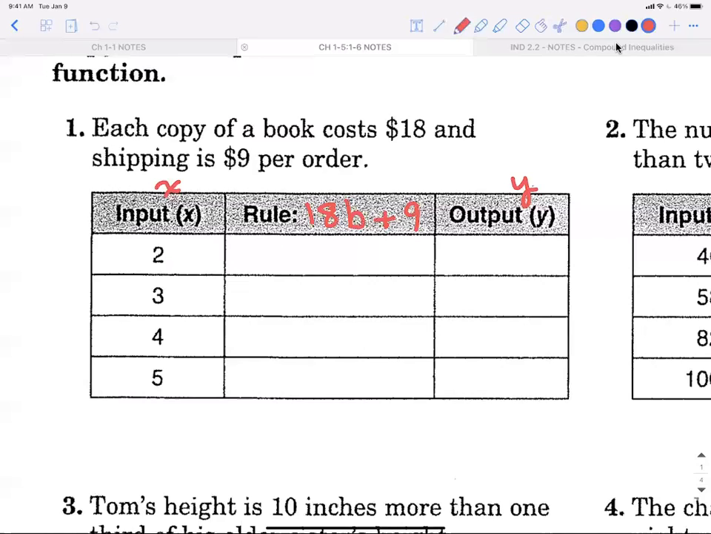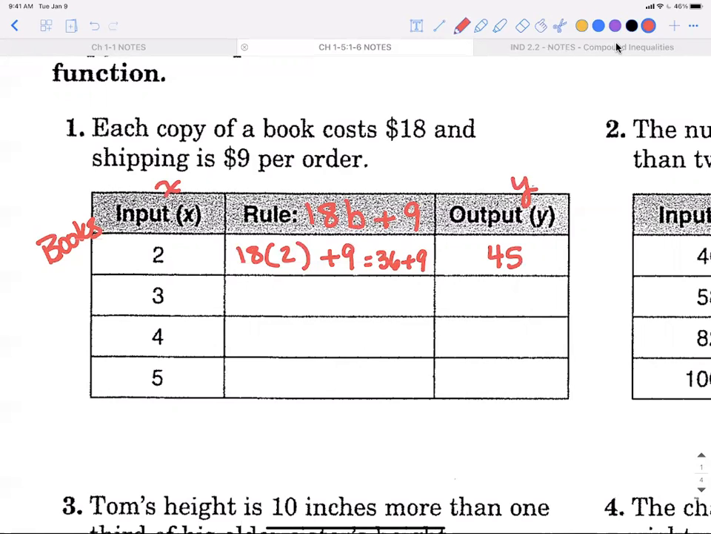So looking at this table, if I buy 2 books, right, and this is my number of books over here, my input. If I buy 2 books, it's going to look like this: 18, and here's those parentheses that Blake was talking about, times 2 books plus my shipping. Okay, I want to know what the output is. What's my total cost of my order if I buy 2 books? Well, to do that, you have to take 18 times 2, which in this case, thankfully I can do that one mentally. It's 36 plus 9, that's your shipping. So your total order is going to be $45.